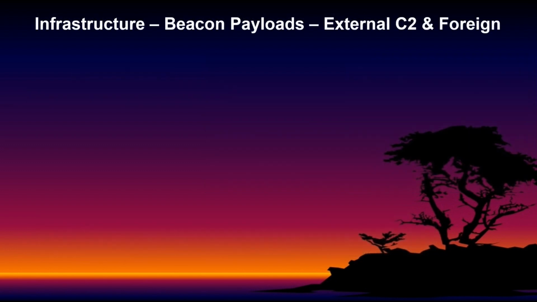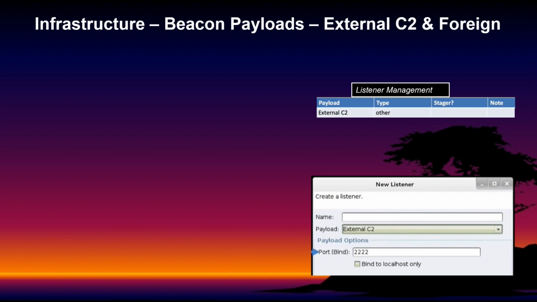And this is the last of the beacon payloads, external C2 and foreign. We'll cover both of them here. So the external C2 and foreign listeners are less common, but they provide compatibility with other payload types. Again, here you can see the new listener, and how similarly you can create the listeners. You can choose whatever port you want for the bind, and the payload, and the name, of course, of the listener.